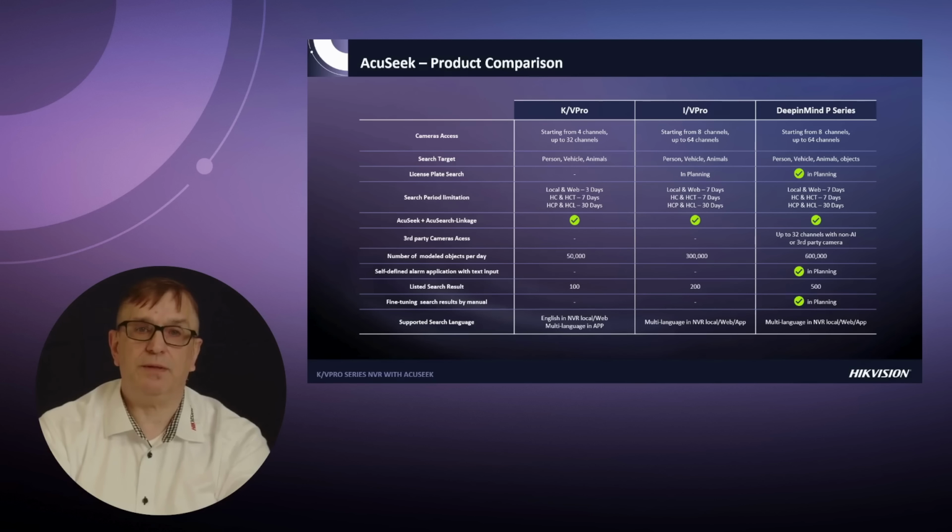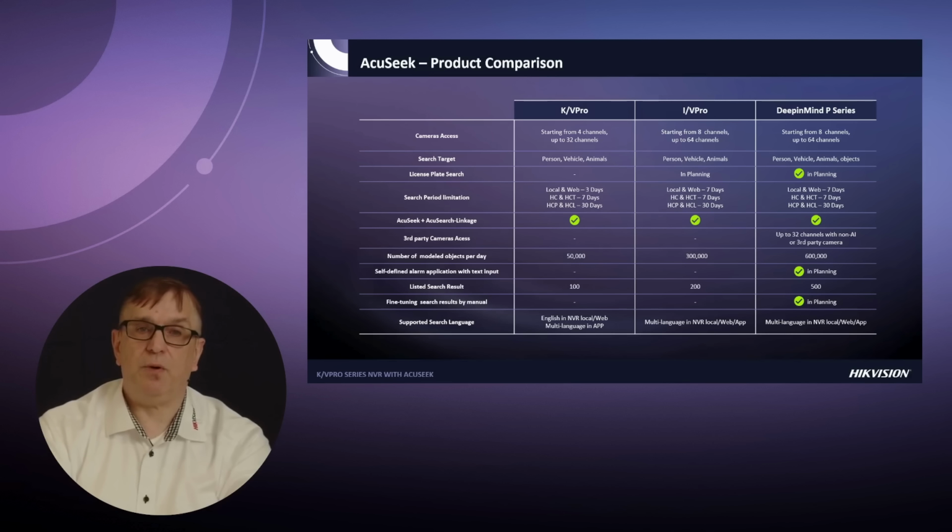So the second point, search targets. Both the VPRO and the VPRO support searching for persons, vehicles, and animals. However, the Deep in Mind P series goes one step further by also supporting object search, which is useful for more advanced or complex scenarios.